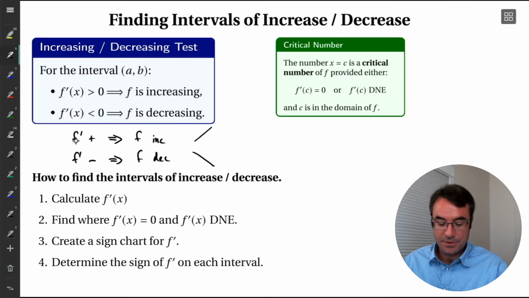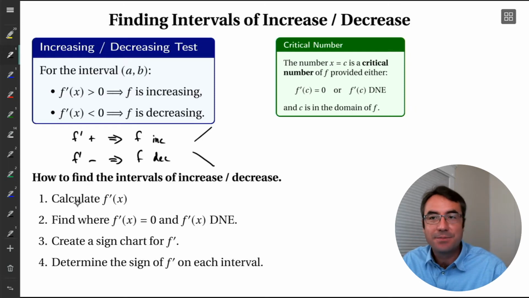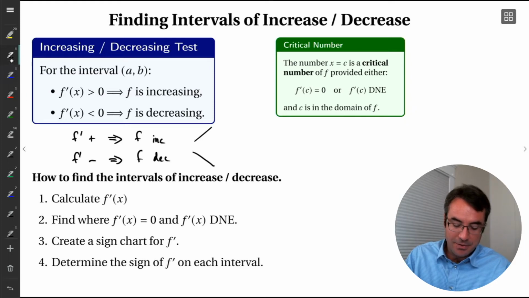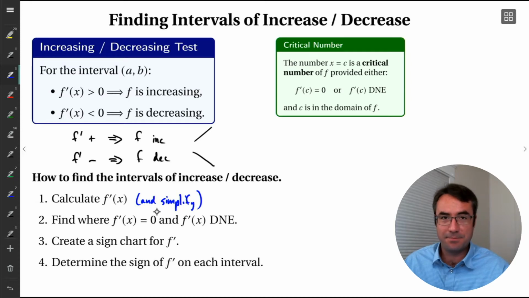All right, so how do we actually do this? Well, since we're going to be interested in where f prime is either positive or negative, that means we need f prime. So the first step is calculate the derivative, and along with that, we need to simplify it. We're going to need to simplify our derivative normally. Most of the functions we'll have to simplify, whether that's factor, get a common denominator, things like that. All right, so that's the first thing.